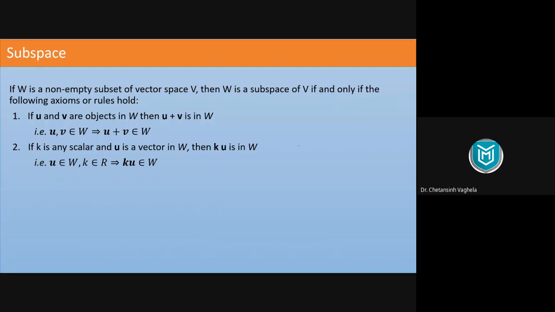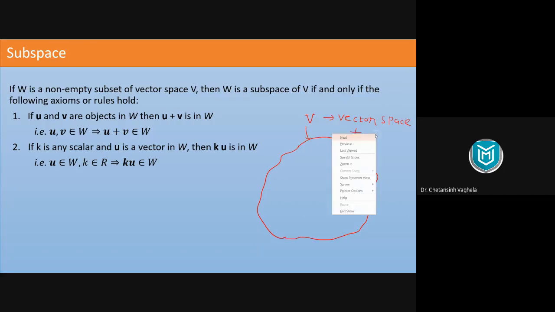Okay, let me take a set capital V. Let's say this is my set capital V, right? And this set V is a vector space with 2 operations, addition and multiplication, that means scalar multiplication. So I'm taking dot here for scalar multiplication and plus sign for addition.